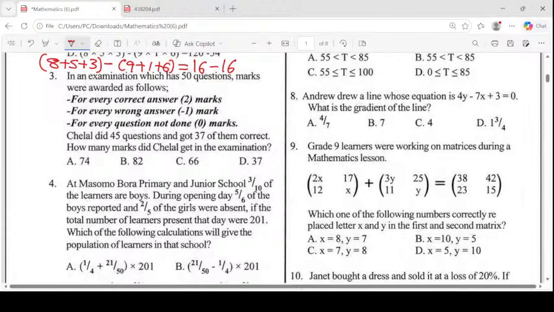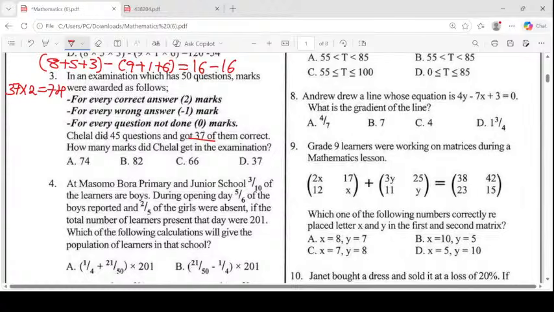This is a very beautiful question, learners. In this case, there are some key parameters we need to put in place here. For every question correct, 2 marks. But how many questions did this person get correct? Chelal got 37 questions correct. So 37 times 2, this is 74.